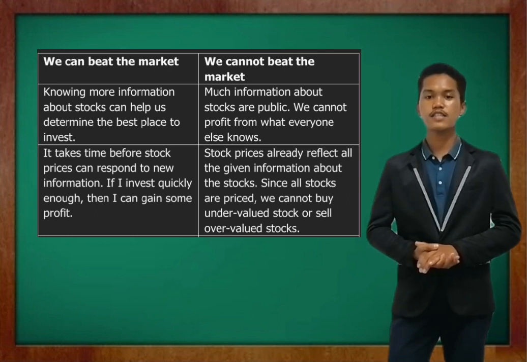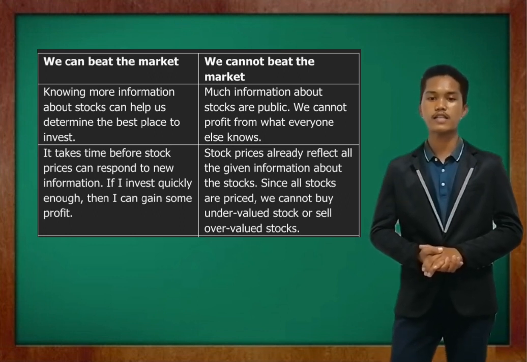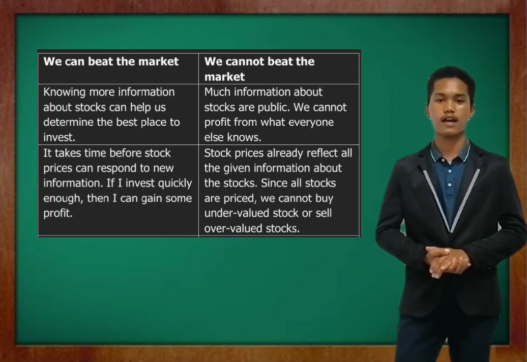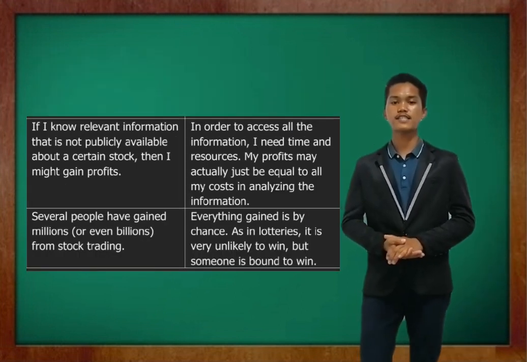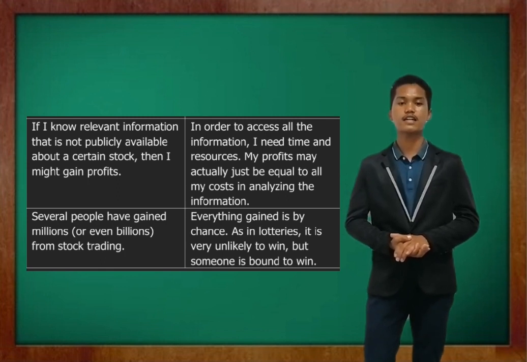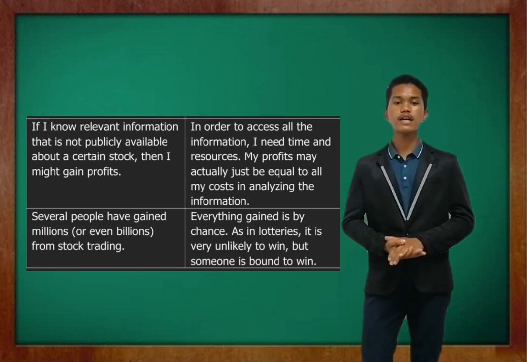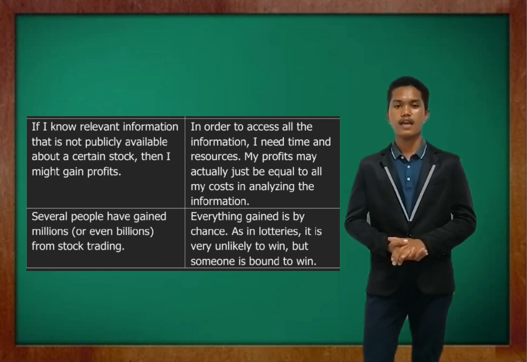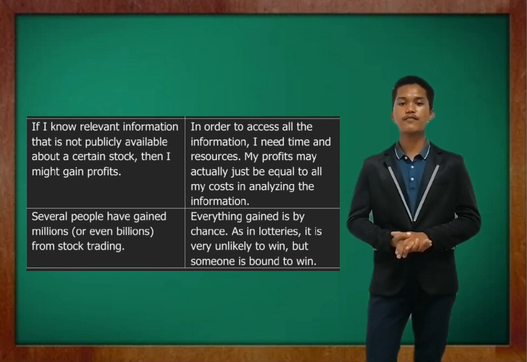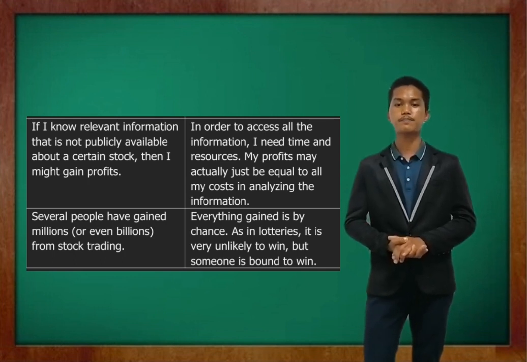Then on the other side, stock prices already reflect all the given information about the stock. Since all stocks are correctly priced, we cannot buy undervalued stock or sell overvalued stock. On the other side, in order to assess all information, I need time and resources. My profits may actually just be equal to all costs in analyzing the information. And the last one, several people have gained millions or even billions from stock trading. Everything gained is by chance. As in lotteries, it is very unlikely to win, but someone is bound to win.